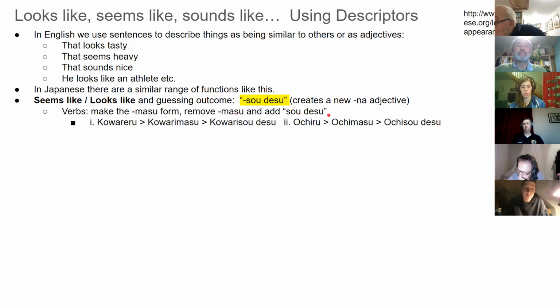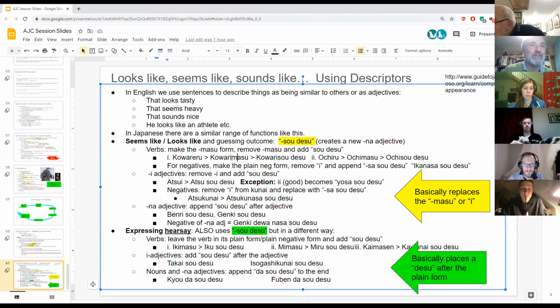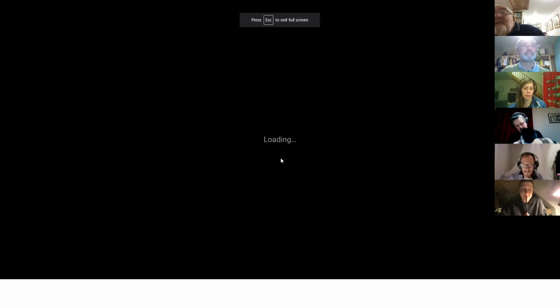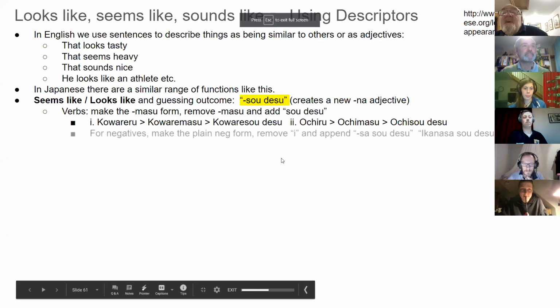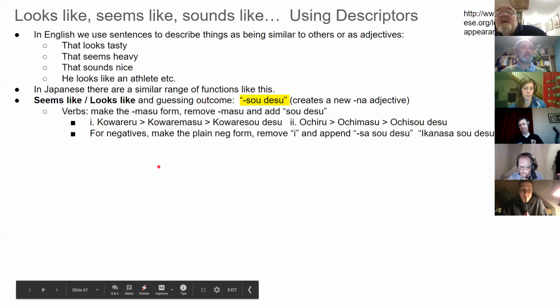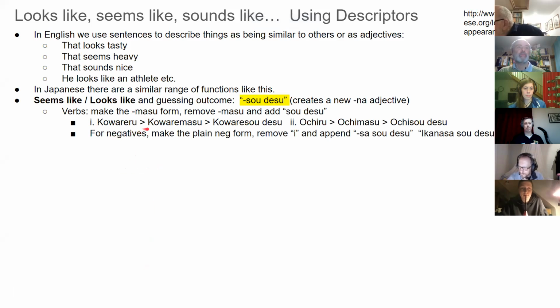For example, kawareru, to break. If I want to say, oh, this is all wrong, by the way, hang on a second. I'll just change this, because eventually I'll be teaching the lower class this as well. Koware mas, koware sordes. Right, that's done. Okay, so koware mas, to break. Kawareru, to break, would become koware mas. We remove the mas and put koware sordes. It looks like it will break.